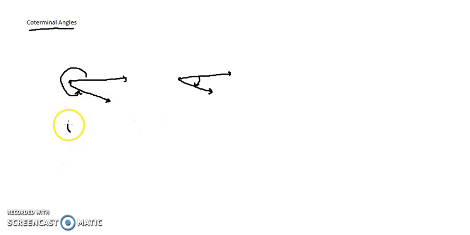So in this example, let's say that theta could be 300 degrees. So 300 degrees, almost 360, but not quite. And then over here, if this was the same terminal side, theta would have to be -60. So how do we know that? Because coterminal angles have to differ by 360 degrees. So these two are coterminal.